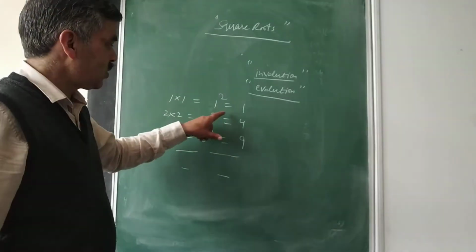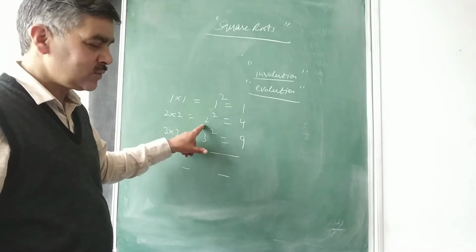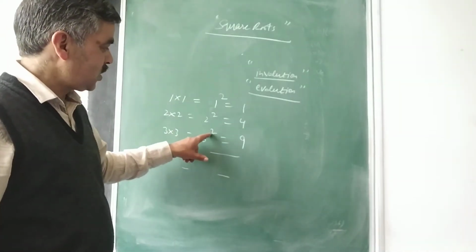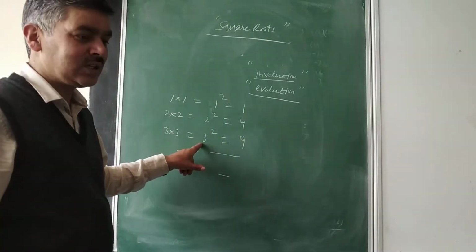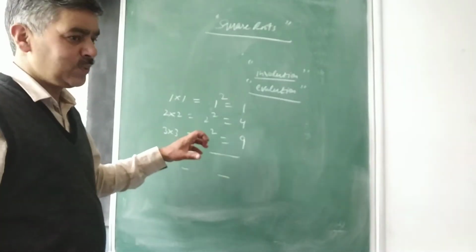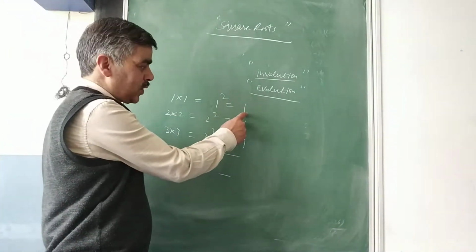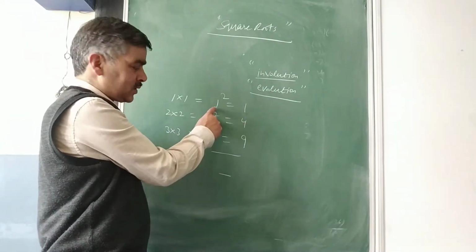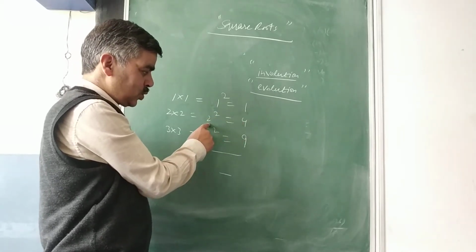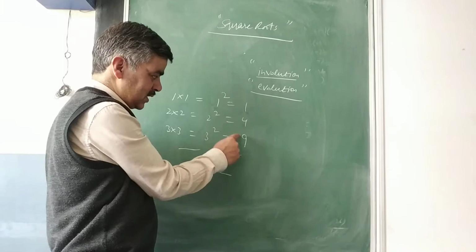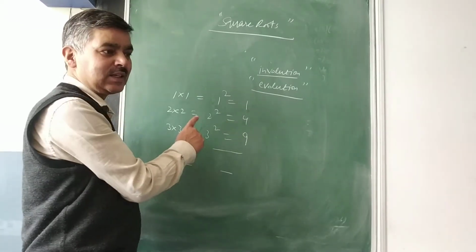The square of 2 is 4. The square root of 4 is 2. The square of 3 is 9. The square root of 9 is 3. I hope you understand. The square of 1 is 1, so the square root of 1 is 1. The square of 2 is 4, so the square root of 4 is 2. The square of 3 is 9, so the square root of 9 is 3.